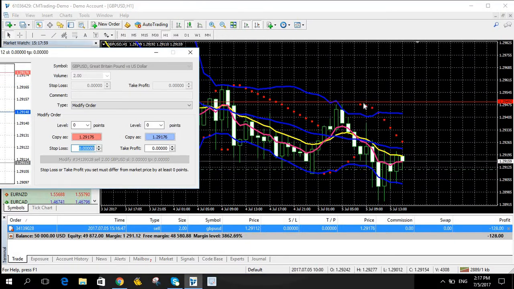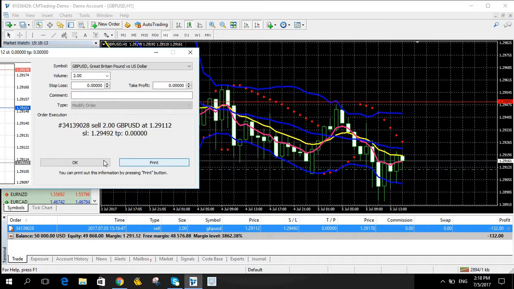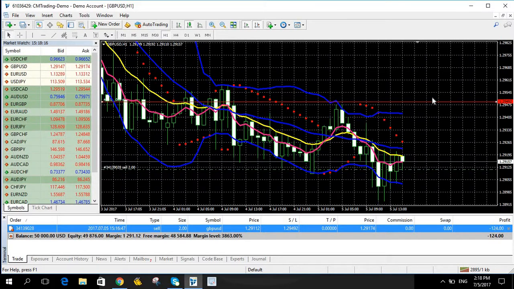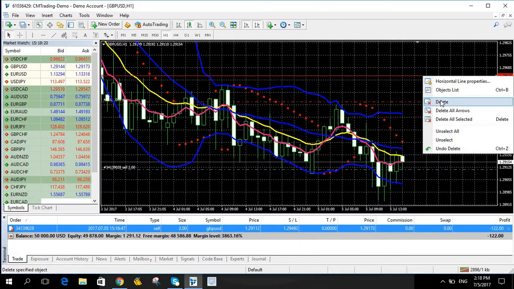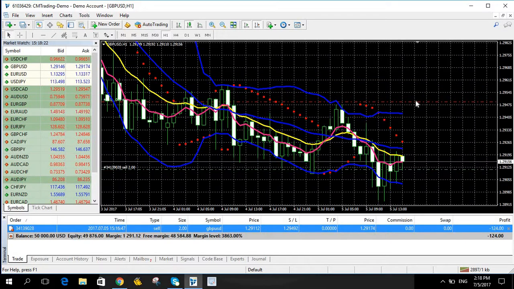So this horizontal line will help us to locate the actual price here. So that is 1.29492. Okay, so let's double click on this and let's get it out. So here we have placed our stop loss. We have placed our stop loss.